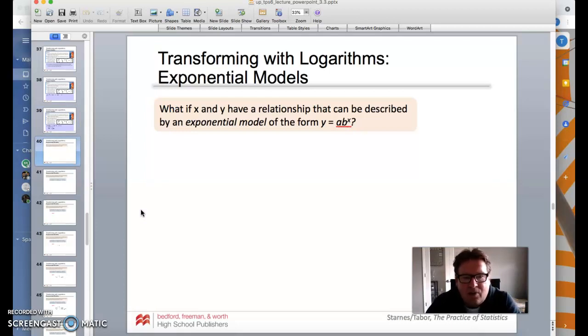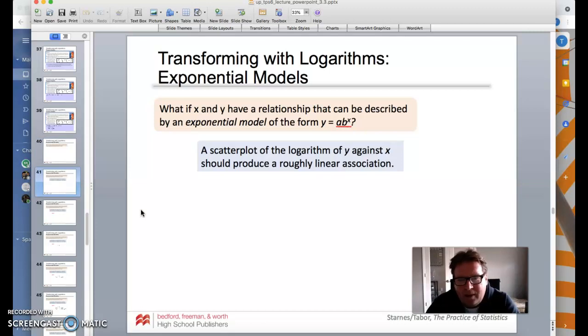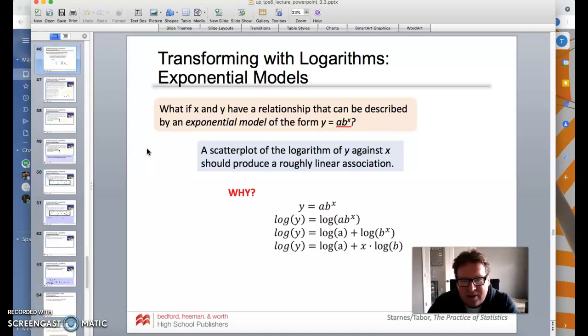All right, now what if x and y have a relationship that can be described by an exponential? What if it's an exponential model, a times b to the x? It's not a power model, but it's an exponential model. All right, now a scatter plot of the logarithm of y against x should do that, because since we have an exponent here, we could do the log of this. Much like when this was to the second power, we could take the square root, or if that was a third, we take the cube root. What you do is just do the inverse operation to the y. And again, you can kind of see why that works. Once again, you can see how we can get that out and plot that. We'd get a linear pattern there.